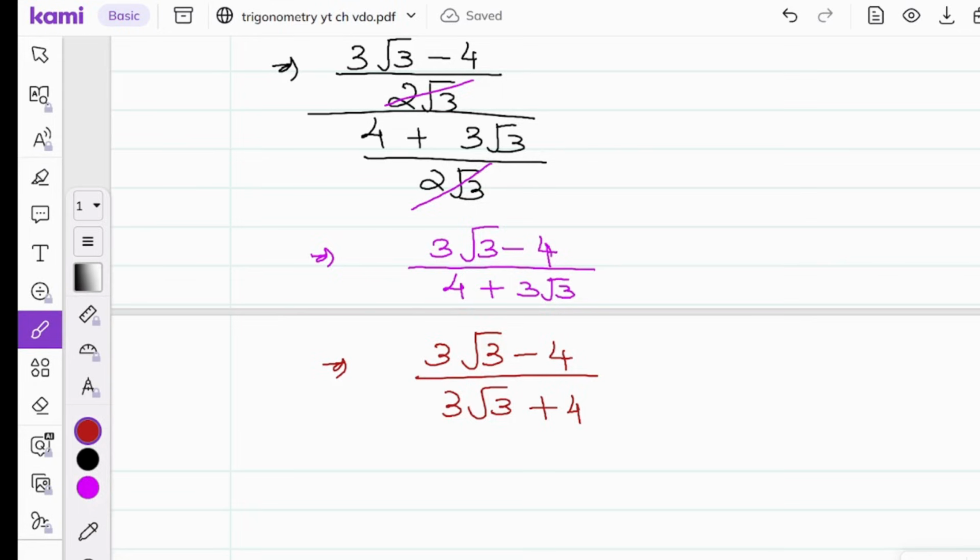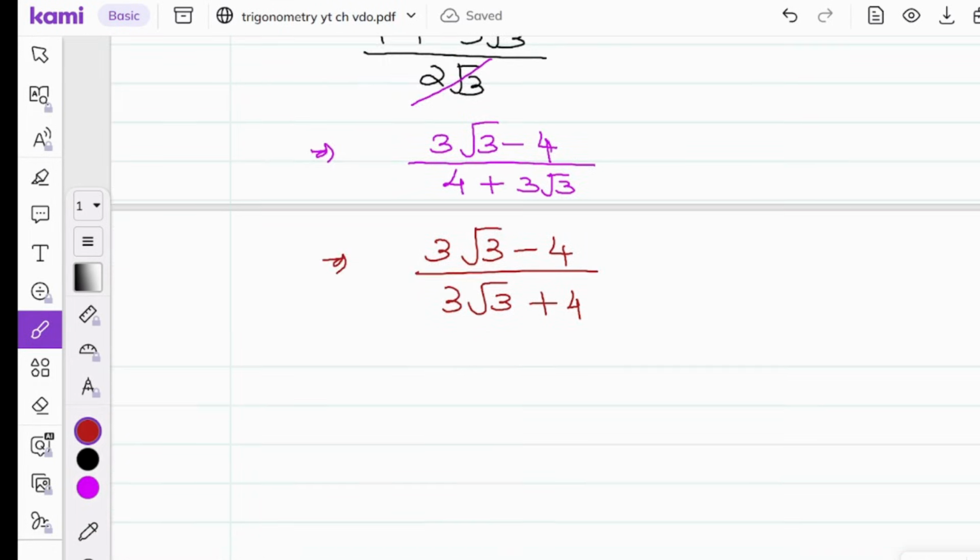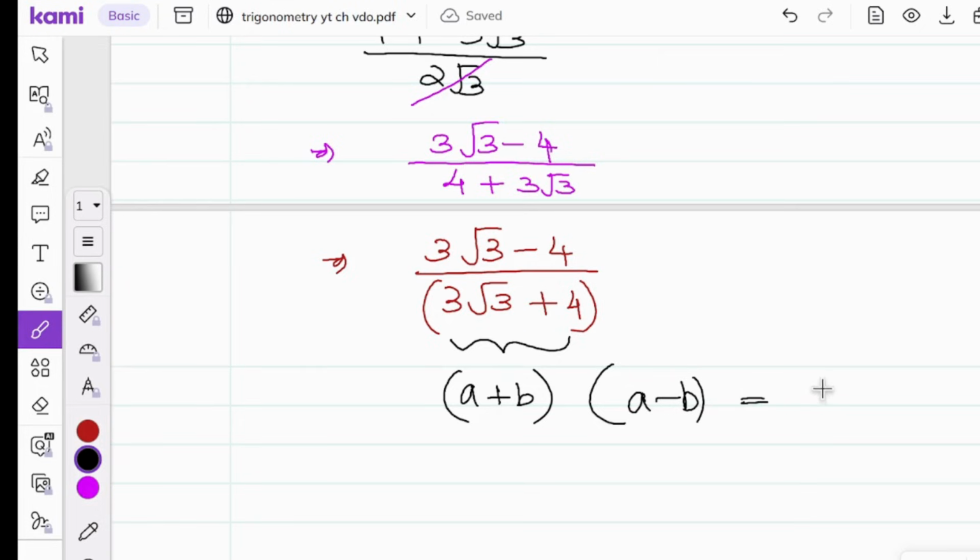Okay, now what I have to do, I have to eliminate the root from the denominator. And that process we will call as what? Rationalizing the denominator. Okay, how can I rationalize the denominator? In order to rationalize the denominator, I need to multiply with the same numbers with the opposite sign. Look at the denominator, it is of the form a plus b. So I have to multiply with a minus b, so that I can make it a square minus b square. What is a square minus b square? It is equal to a plus b into a minus b.